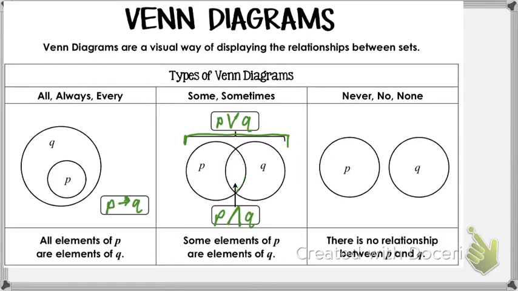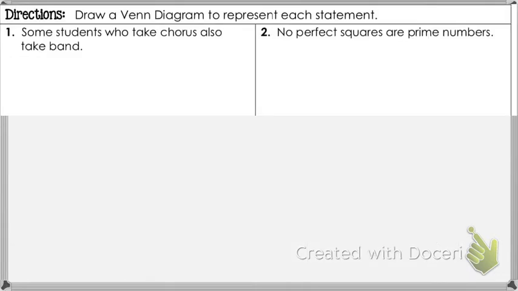Then, in our last one, we have our never, no, or none. There's no overlap of these circles. They are entirely different. There's no relationship between P and Q. They're entirely separate. So let's look at some examples of these. So we look at right below here. We have draw a Venn diagram to represent each statement.